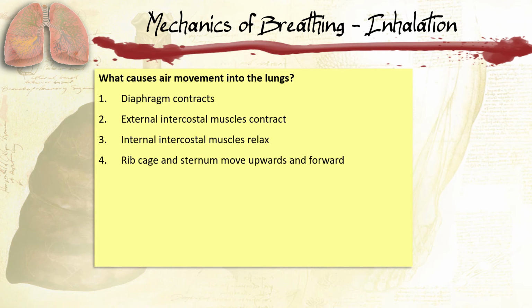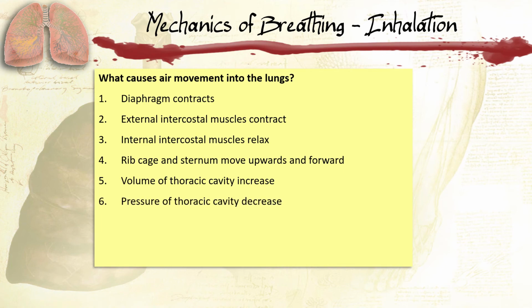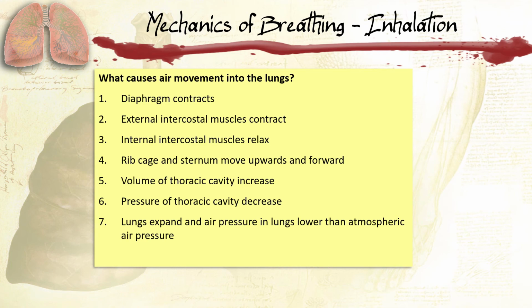Then our rib cage will move upward as well as forward. This will cause the volume in the thoracic cavity or the space surrounding the lung to increase. So with increased volume, the pressure will decrease. Our lung will expand. So the volume becomes larger, then the air pressure in our lung will become lower. So since the air pressure in the atmosphere is higher than that of our lung, what will happen is the air will be forced in from the atmosphere into our lung.